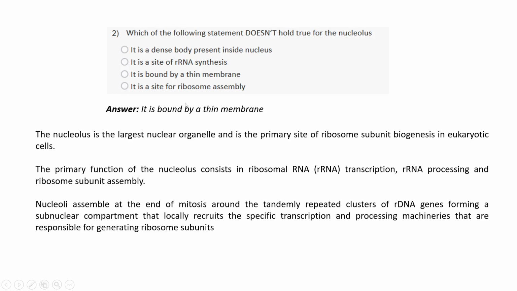So it is a dense body present inside the nucleus. It is correct. It is a site for rRNA synthesis. It is correct, and it is a site for ribosomal assembly. So these three options are correct. It is not bound by a thin membrane.